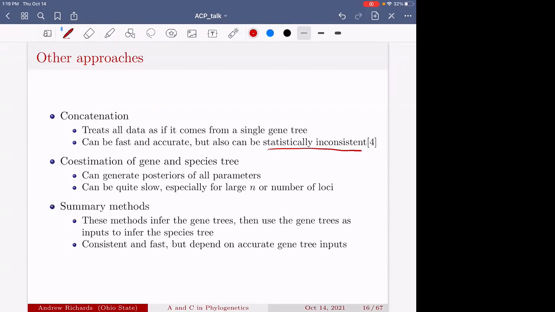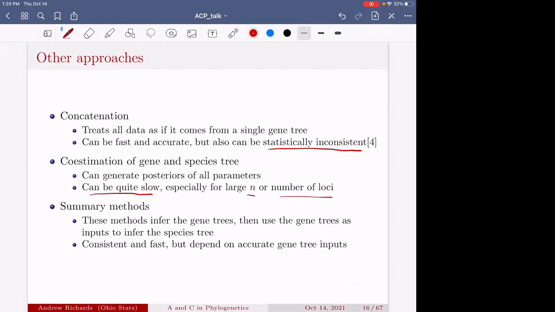Another approach is to co-estimate both the gene and species tree together, which has the advantage you can generate posteriors for all your parameters. If you're interested in different gene tree histories, well, it gives them to you. But the big limitation here is, it can be quite slow, especially if the number of taxa is large or the number of loci is large.